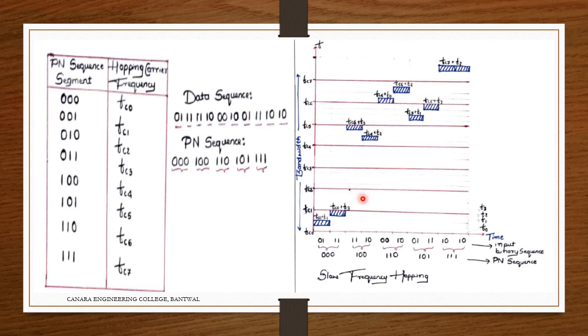So now I am going to plot this. Same thing here: 0 1 1 1 1 1 1 0 0 0 1 0 0 1 1 1 1 0 1 0. So the data sequence is this one, the input binary sequence. Then the PN sequence for this, I am making it 0 0 0 1 1 1 0 1 0 0 0 0 1 0 1 1 0 0 1 1 1 1 0 1 1 0 1 0 1 1 1.